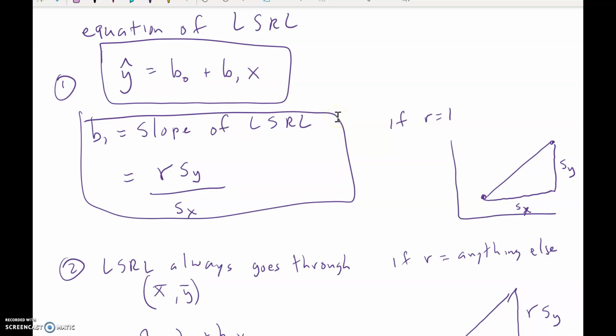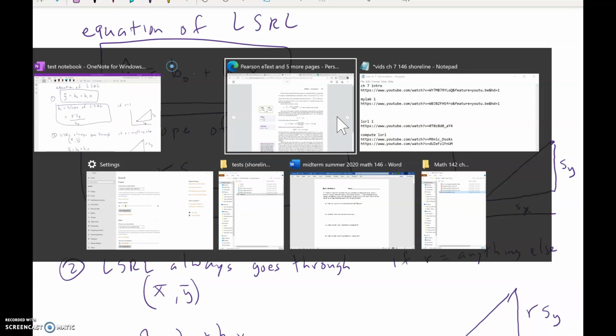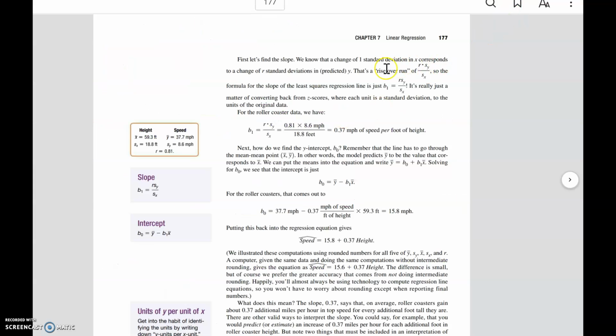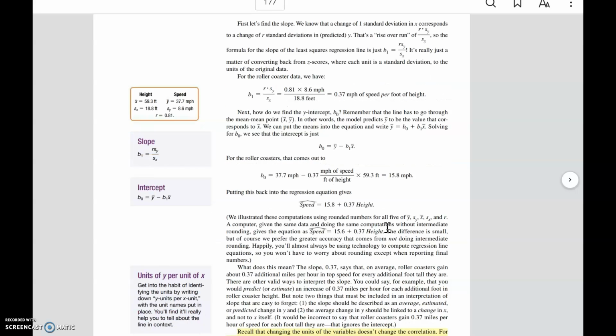Now these formulas are in the textbook on page 177 right here. So the slope of the line is right here. The intercept of the line, I should say the y-intercept of the line, is given by that formula. Same formula that I just told you about. And the author has an example. We have a mean, standard deviation, etc. And then the author works out the example. This is all on page 177. And then the next video also will show an example of this as well.